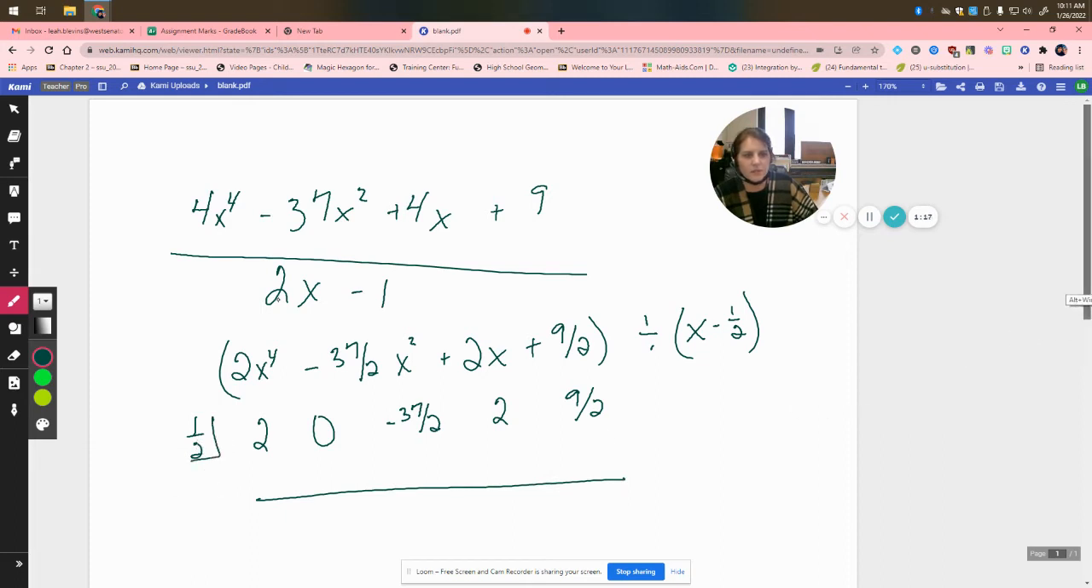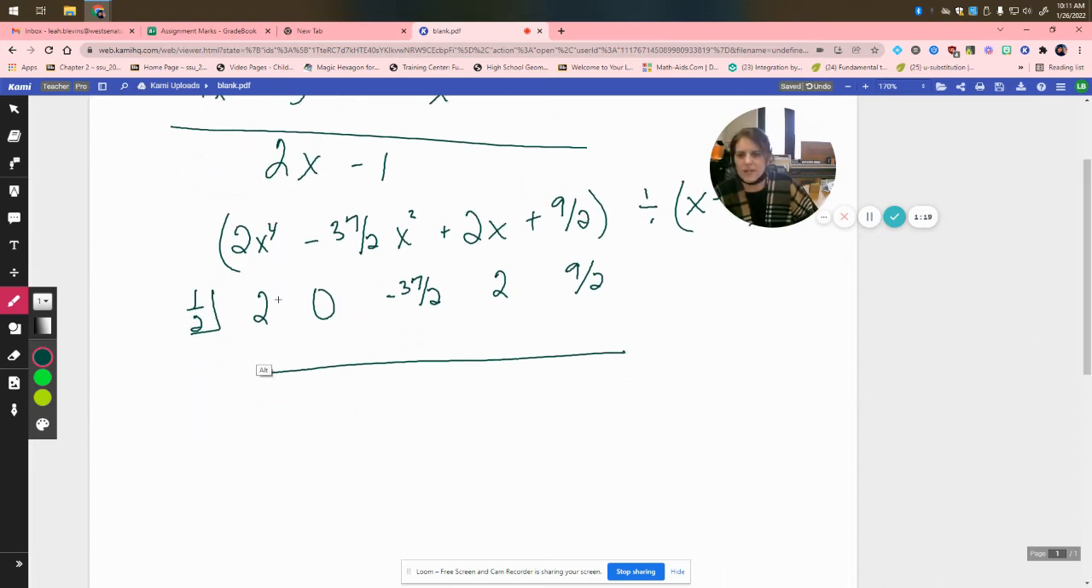Okay, so I want to scroll down a little. Drop down our 2. Bring it straight down, then multiply. 2 times 1 half is 1. Add them. 1 times 1 half is 1 half. Add them. That's negative 36 halves, which is negative 18. Negative 18 times 1 half is negative 9. Add them. You get negative 7. Half of negative 7 is going to be negative 7 halves.